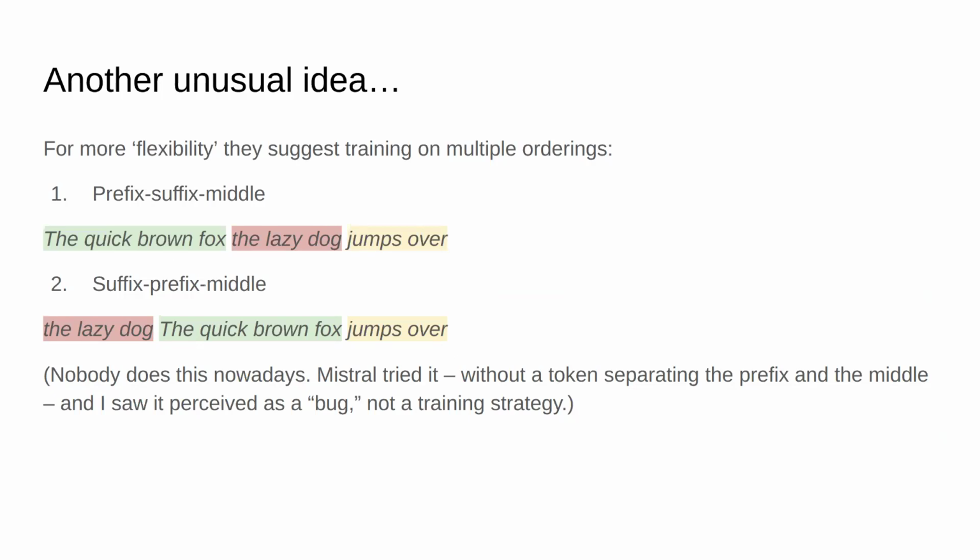Nobody does this now, and I was looking around. They actually don't have a separating token between the prefix and the middle part. In the first version of CodeStral, they only have a separating token for the suffix. And if you look at what people on Hugging Face say about the model, they say it's a bug, not an intentional training strategy. So I thought it was too, until I read this paper and I realized, oh, this is actually something that they thought had some value at the time, but it's pretty much abandoned now.